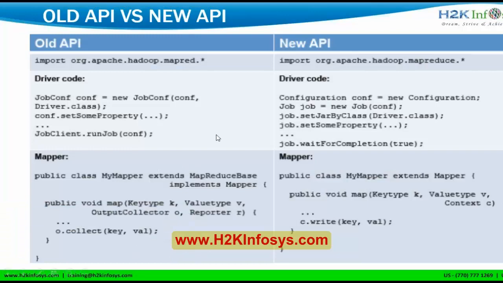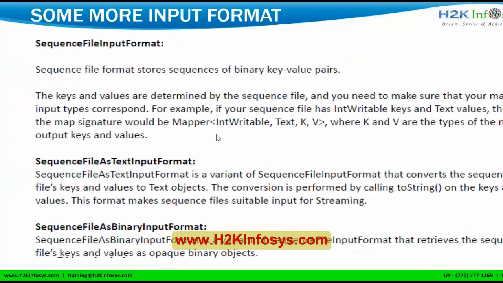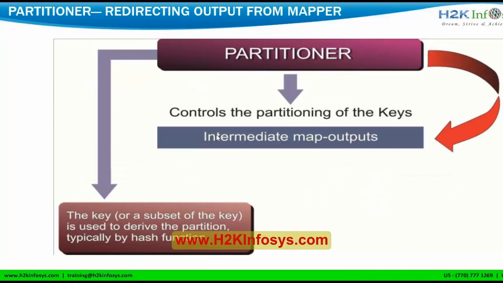So coming back to our PPTs, where we are. We have finished this part, and we came to this part, right? The partitioner decides which reducer is responsible for a particular key. If you see the control here, the partitioner controls the partition of keys, and it will act on the intermediate map outputs.